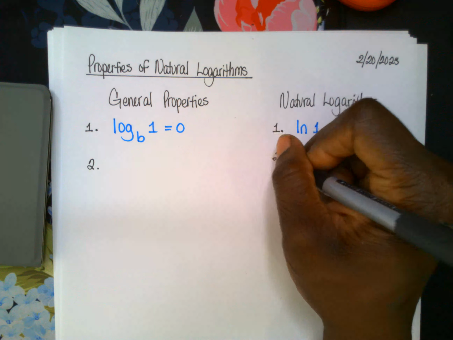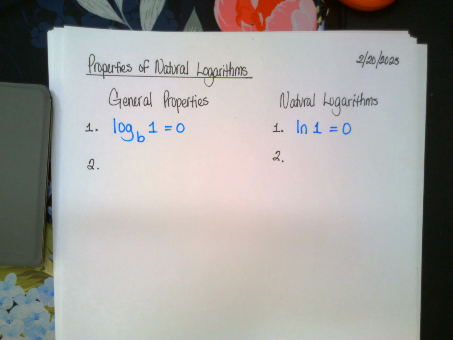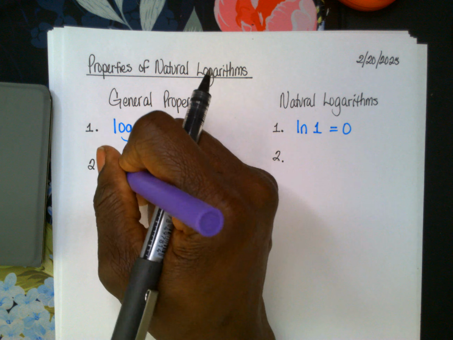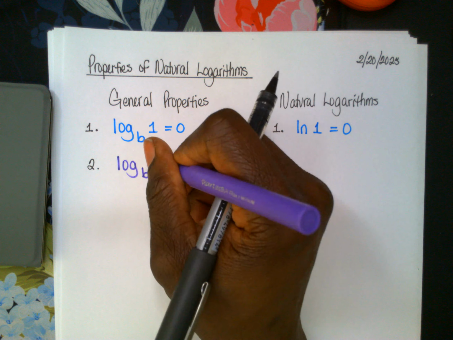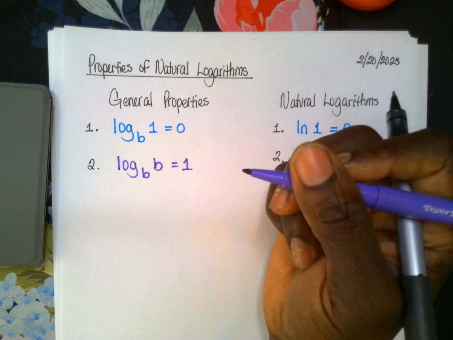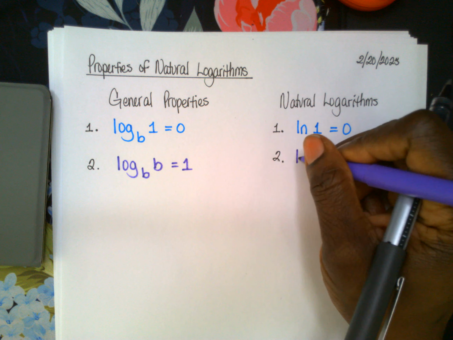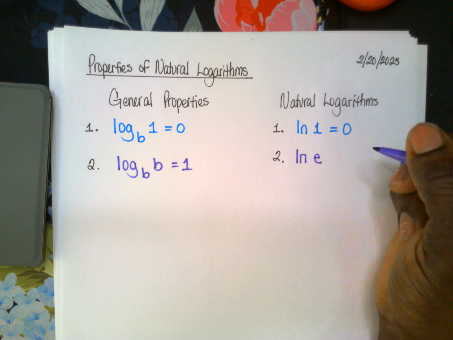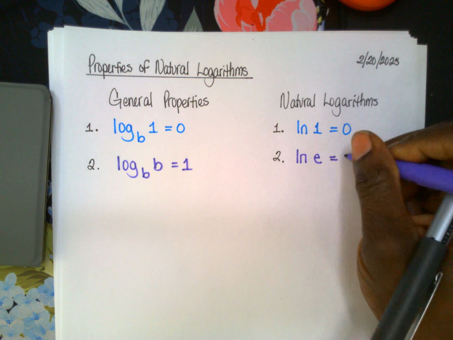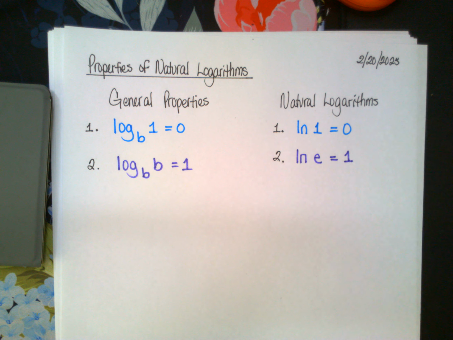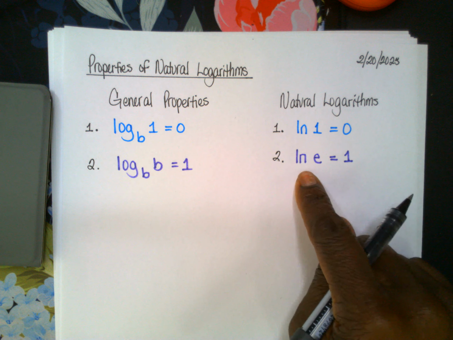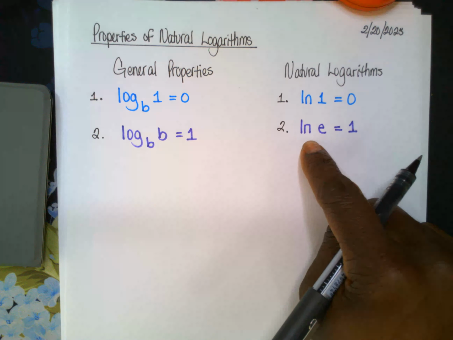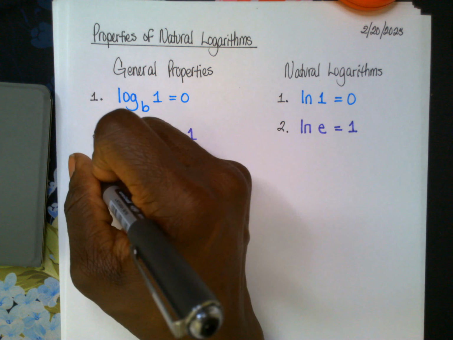We'll look at 2. We'll have log base b of b is equal to 1. Let's look at it in natural logarithm form. Natural log of e is equal to 1. So what is a natural logarithm? It's log base e, but we write it as a natural log. And I'll give you some notes for that.